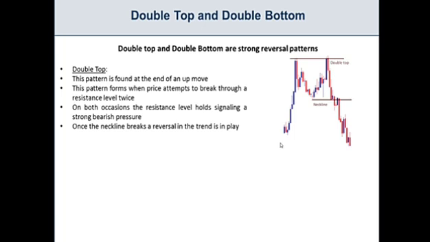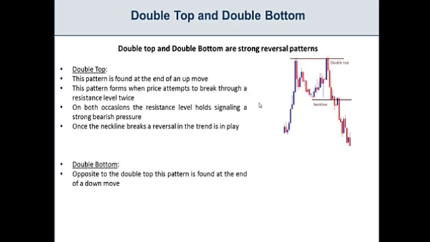In this chart, we are previously on an up move, and then we hit this resistance area. The resistance area held, and the bears pushed price down, but price picked up again and tested the resistance area again, but the bears continued to push price down. And once the neckline breaks, we have a full reversal in play. And that is what a double top is.